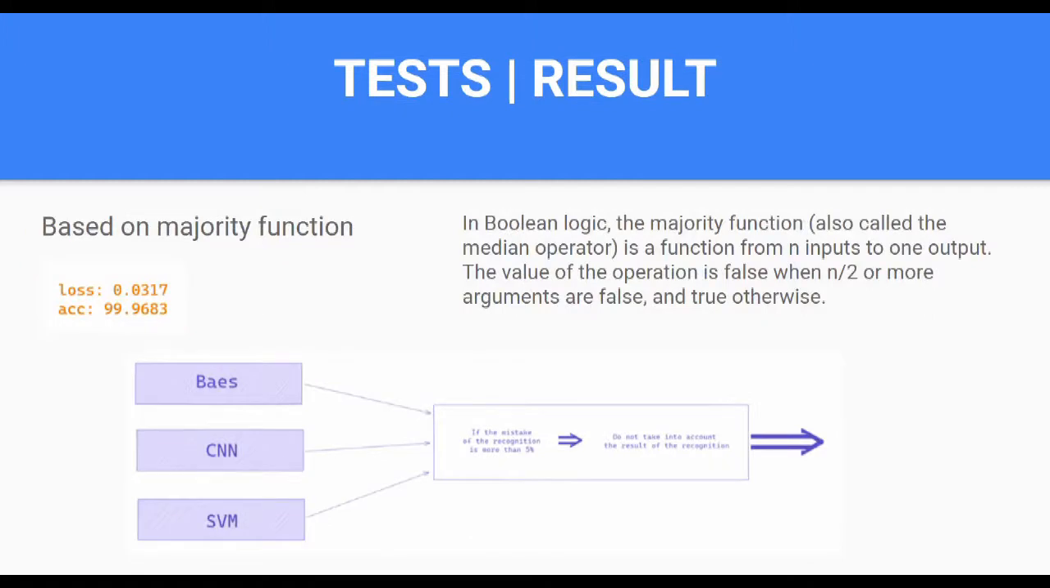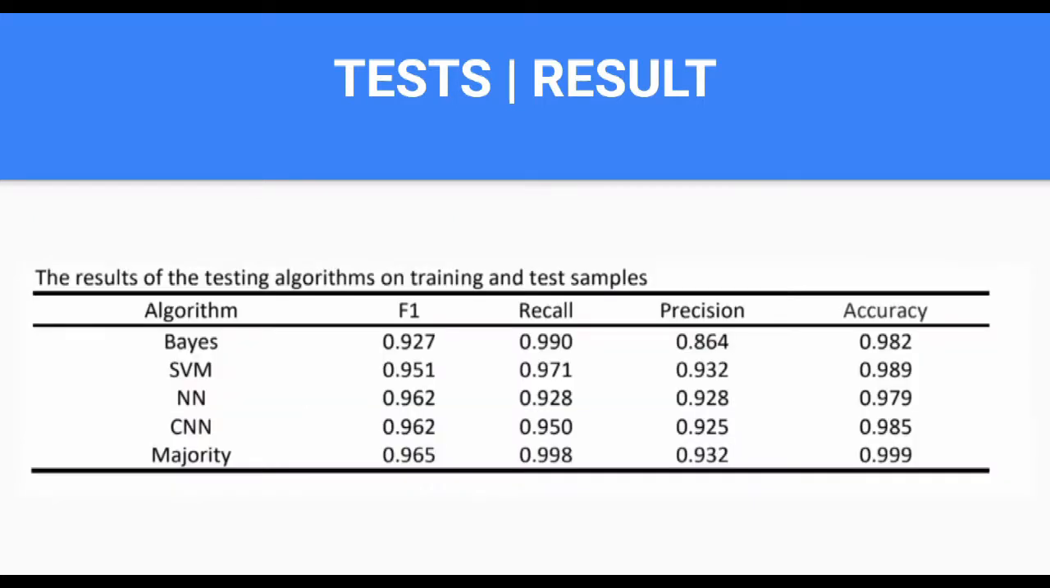Also, we have tested the three best algorithms using a majority function. We get the prediction from the three algorithms, and if the recognition error is more than 5%, we don't take into account the result of that algorithm. And here, finally, you can see the testing of the algorithms on training and test samples.